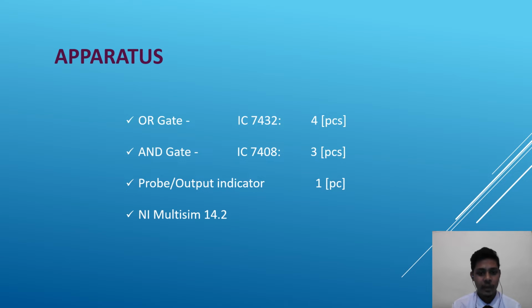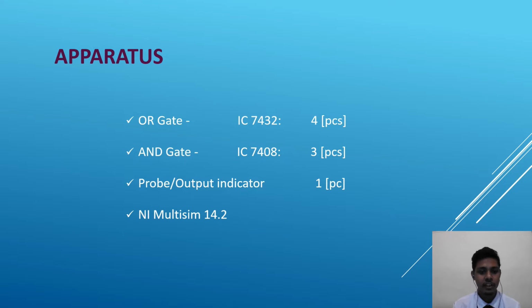I am going to discuss the apparatus, experimental procedure, truth table, SOP and POS expressions, K-map, and Boolean expression. So let's start with the apparatus. We have used 4 pieces of OR gate. We have used 3 pieces of AND gate. We have also used necessary probes or output indicators, and to do the simulation, we have used the simulation software called NI Multisim version 14.2.